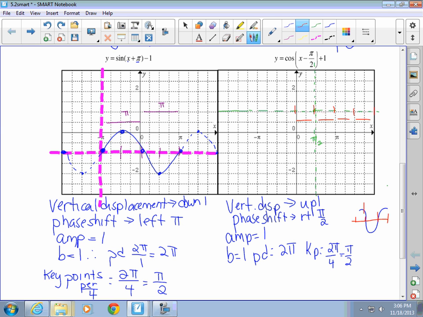Okay, so I know at my starting one here, I'm supposed to be up 1. So that's where I can put one of my key points. Whoops. Before I do that, I'm just going to get rid of those 4 lines right there.